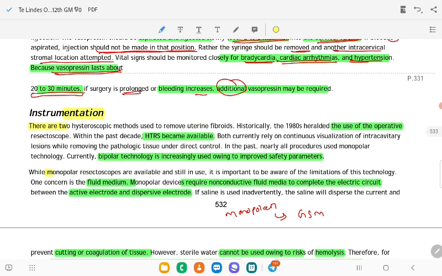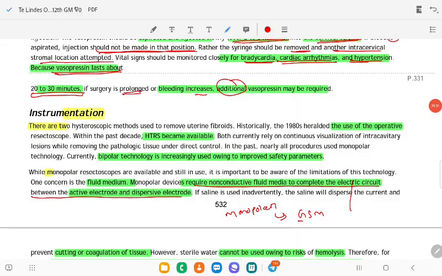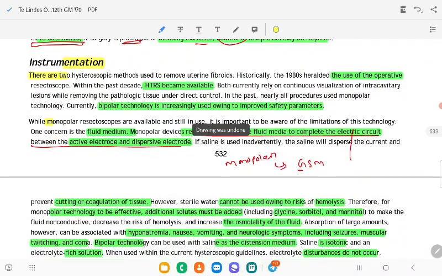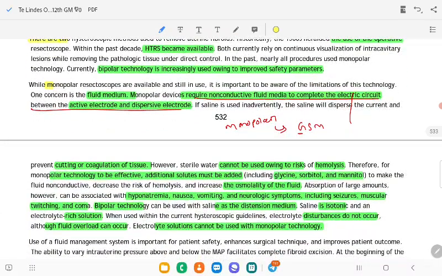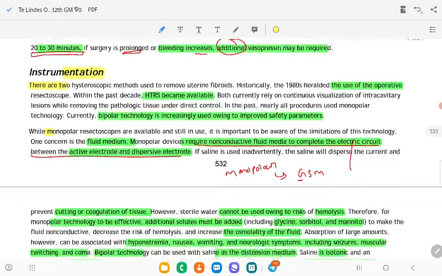medium. If you use a monopolar device, you have to use a non-conductive fluid medium, like glycine. The fluid media: a monopolar device requires non-conductive fluid media to complete the electric circuit between the active electrode and the dispersive electrode.